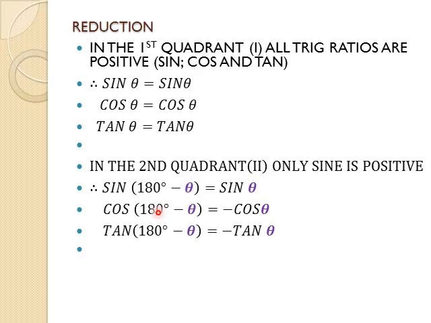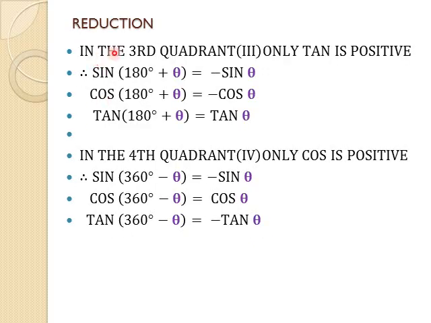Right? Cos of 180 minus theta falls in the second quadrant, but only sine is positive, therefore cos becomes negative cos theta. And tan of 180 minus theta, so 180 minus theta is always second quadrant, would then become negative tan theta. So only sine is positive. Let's look at the third and the fourth quadrant. So in the third quadrant, only tan is positive.